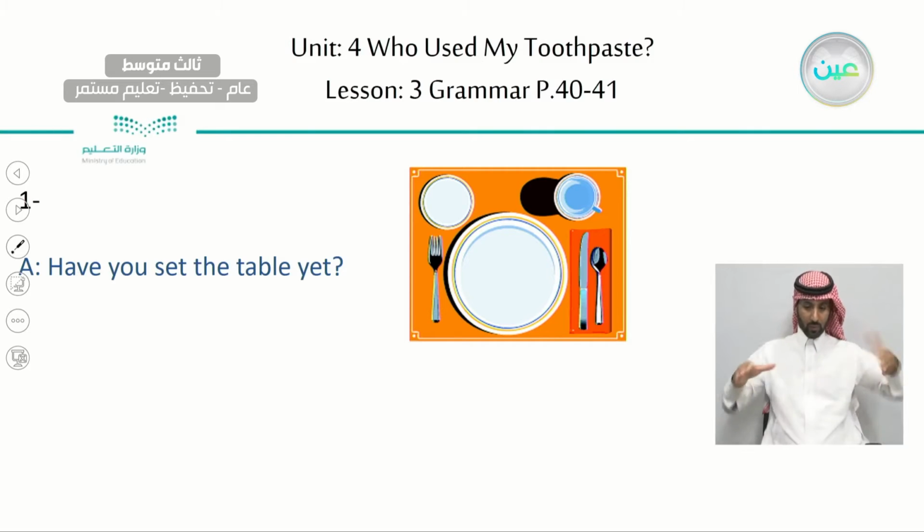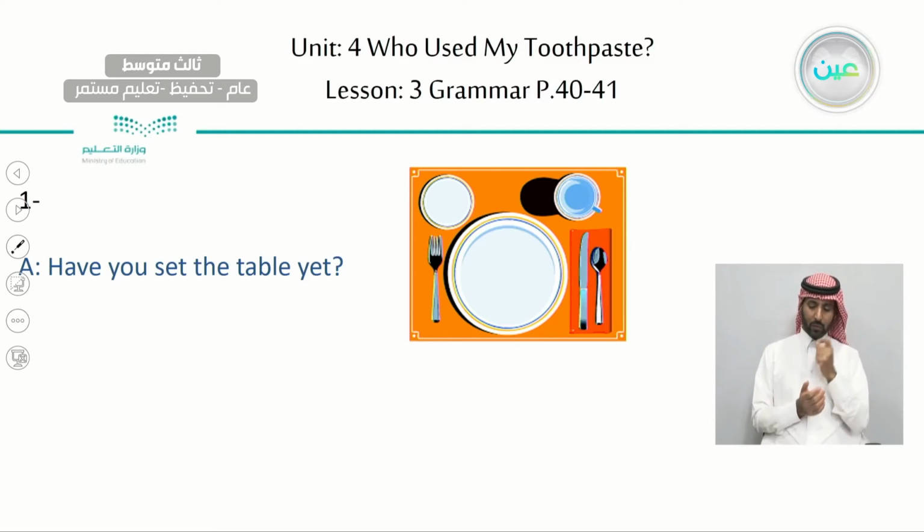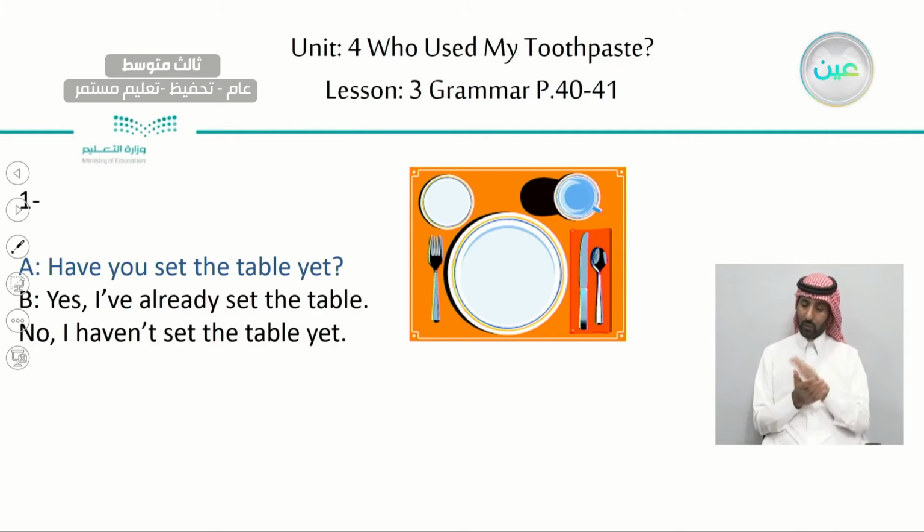Have you arranged the table yet? Have you set the table yet? Okay? The answer can be yes or no. With the no, we use yet. With the positive, we use already or just. Yes, I've already set the table when we are confirming, and when we are denying using the negative, no, I haven't set the table yet. Okay? This is for number 1.